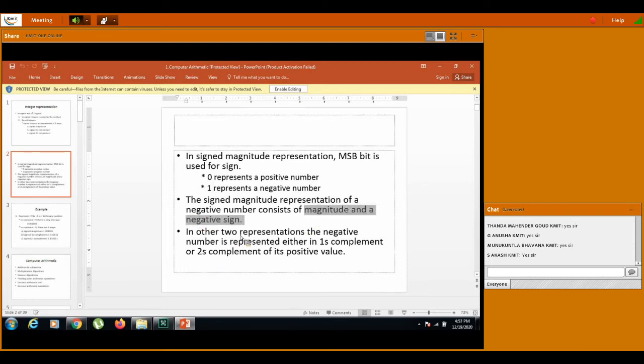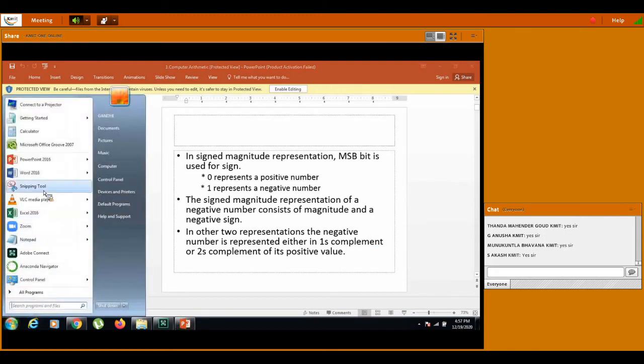In the other 2 representations, the negative number is represented either in 1's complement or 2's complement of its positive value. So previously we have seen, if you want to subtract a number, you cannot do it directly. You have to go for a plus b complement plus 1. You cannot say a minus b directly.